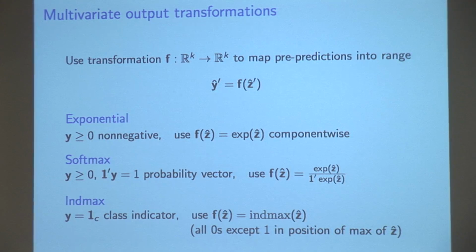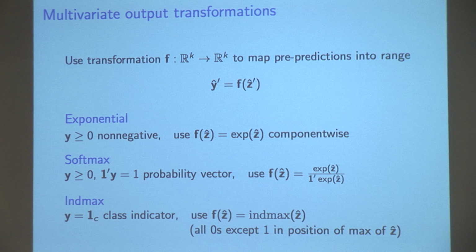I want to impose some nonlinear transfer now between my linear pre-prediction and my nonlinear post-prediction, right? And then my post-prediction is what I'm going to compare to my target. So for example, we're trying to predict vector targets. What if the elements of the vectors are non-negative? There's a pretty natural idea. We could still use an exponential transform, okay?